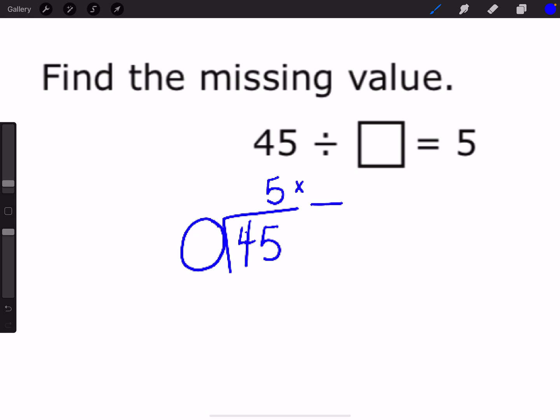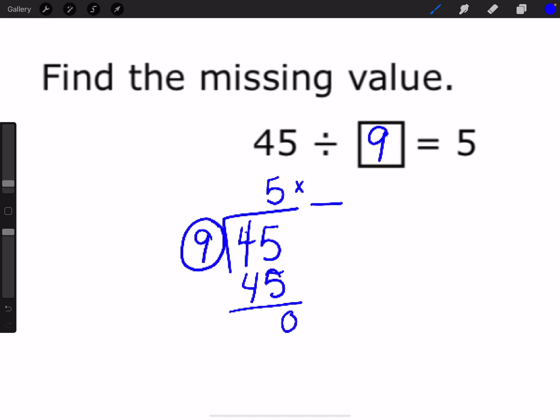Let's go up in our 5s. 5, 10, 15, 20, 25, 30, 35, 40, 45. So I skip counted 9 times. And so 9 times 5 is 45. And then we're back down to that 0. So the missing divisor would be 9.